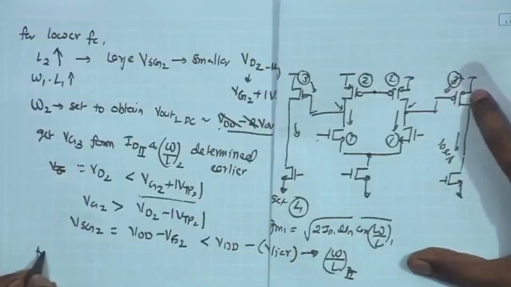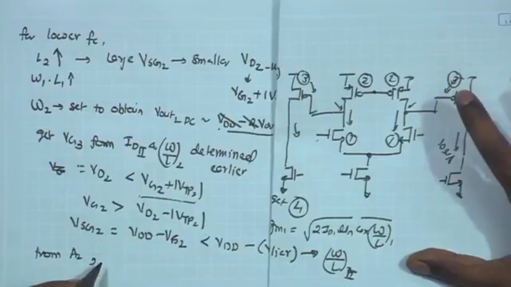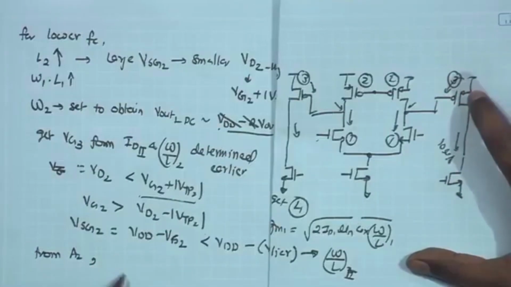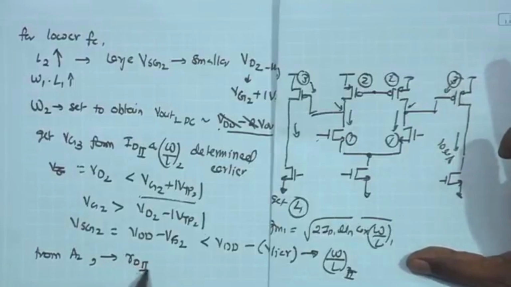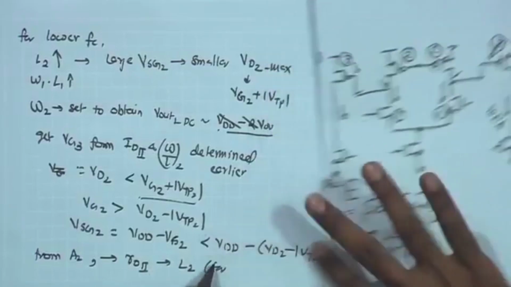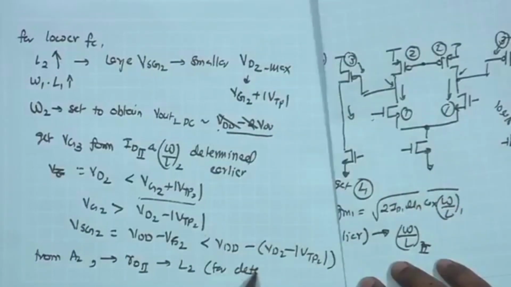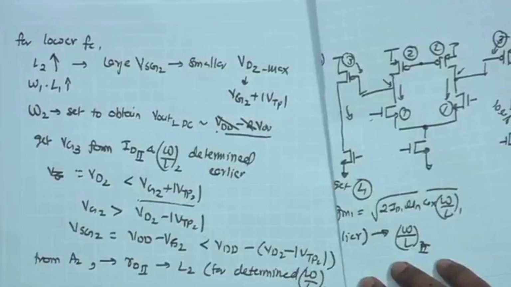So from A2, I can determine the gain. I can determine the RO of the output device, which is going to be given by GM RO by 2. So get the RO 2 and hence get the L2 for the determined W by L2 of the second stage.